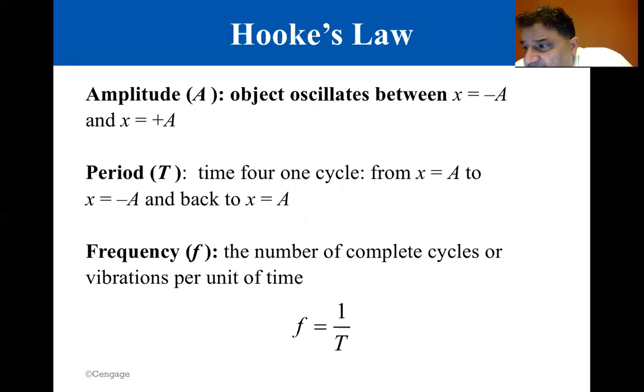The frequency f is the number of complete cycles of vibrations per unit of time. Frequency is the reciprocal of the period. As shown in the equation, frequency equals 1 over T. Conversely, period T equals 1 over f.